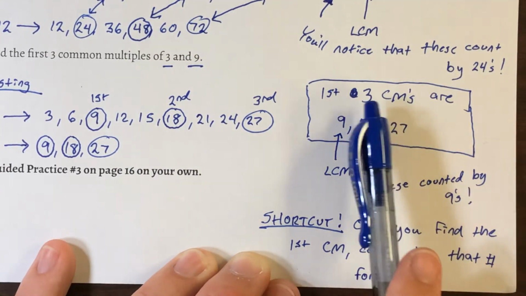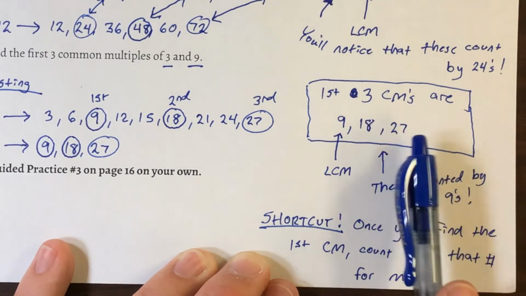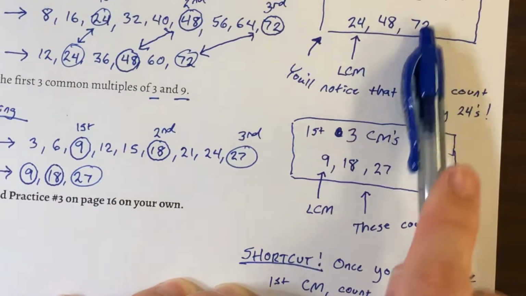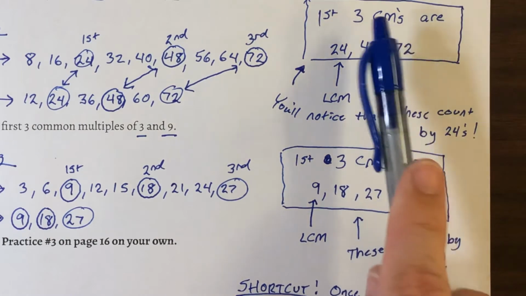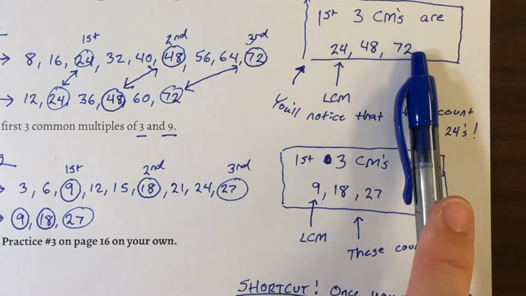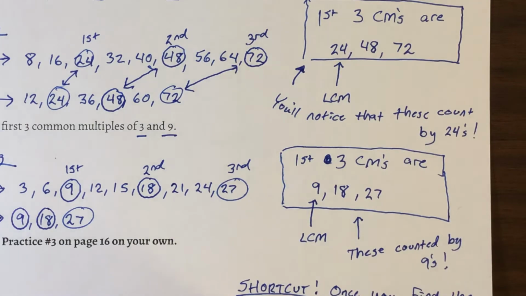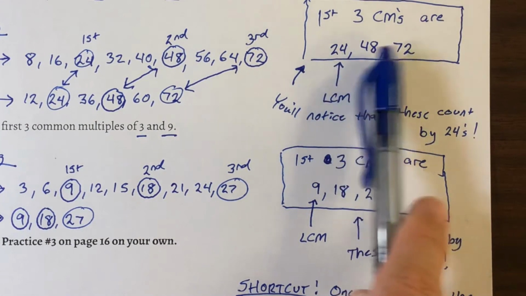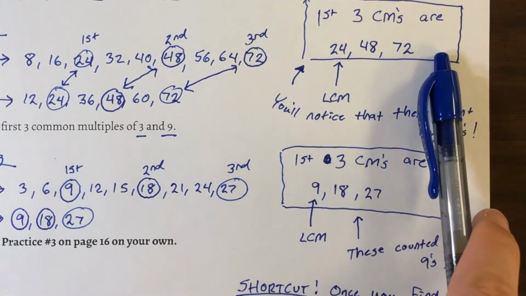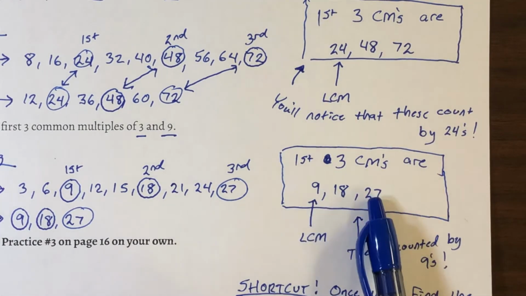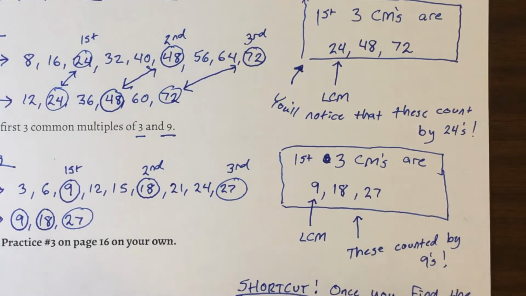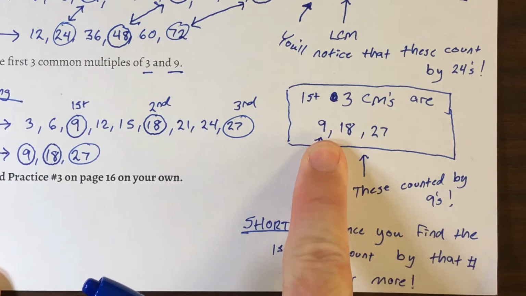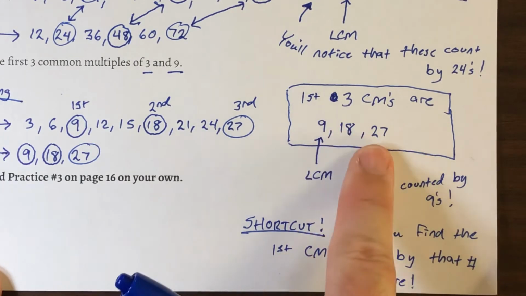So let's say I wanted the first 5 common multiples. All I have to do is continue on this example, counting by 9s for the last 2. For this example, if I wanted the first 5 common multiples instead of 3, I just need to add 24 2 more times. Remember, we're not doubling the numbers. You're counting by here 24s. Add 24, add 24, add 24 again. Here we're adding 9, adding 9, adding 9. So that is our shortcut. Once you find your first common multiple, in other words, the least common multiple, count by that number for more of them.